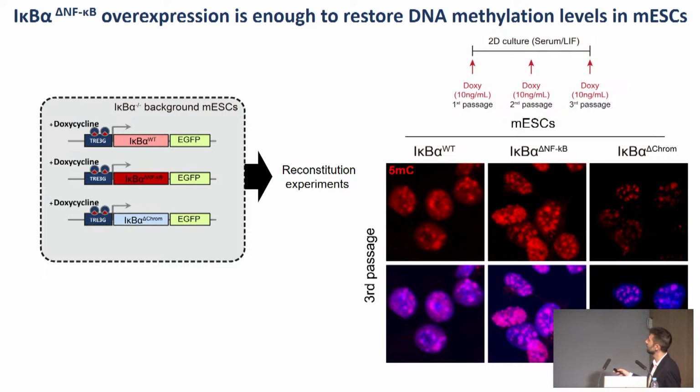And as you can see here, the overexpression of I kappa B alpha wild type, and the one that cannot bind NF kappa B, was enough to increase again the levels of DNA methylation in the mouse cells. However, when we compare the level in the cells overexpressing the I kappa B alpha that cannot bind the histones, you can see that they are much reduced, demonstrating that this restoration of the DNA methylation was specific to the chromatin function of I kappa B alpha.